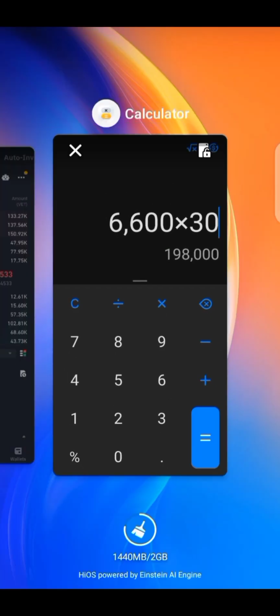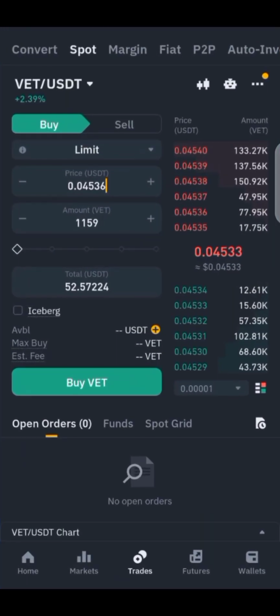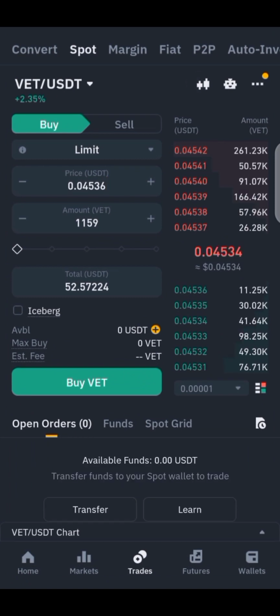Please don't forget to execute this strategy. Make sure you make use of your Bollinger band and your RSI to complete this trade.